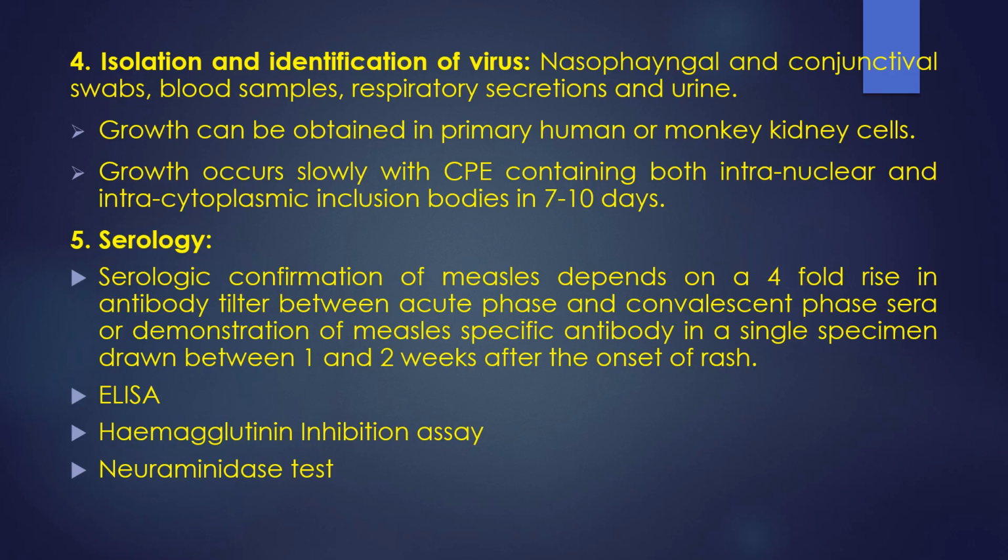Serological tests, which give a confirmation of measles, depend on a fourfold rise in antibody titer between acute phase and convalescent phase. Demonstration of measles specific antibody in a single specimen drawn between 1 to 2 weeks after the onset of rash will help in serological demonstration. The major methods applied are ELISA, hemagglutination inhibition assay, and neutralization test.